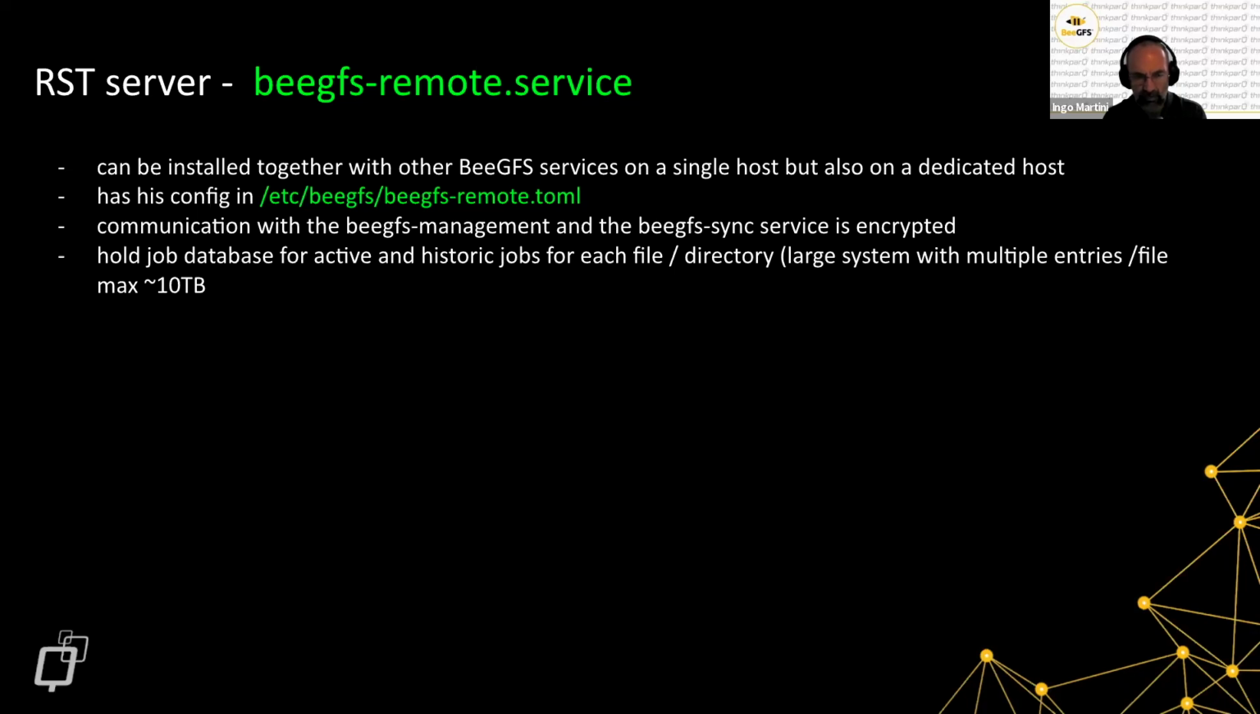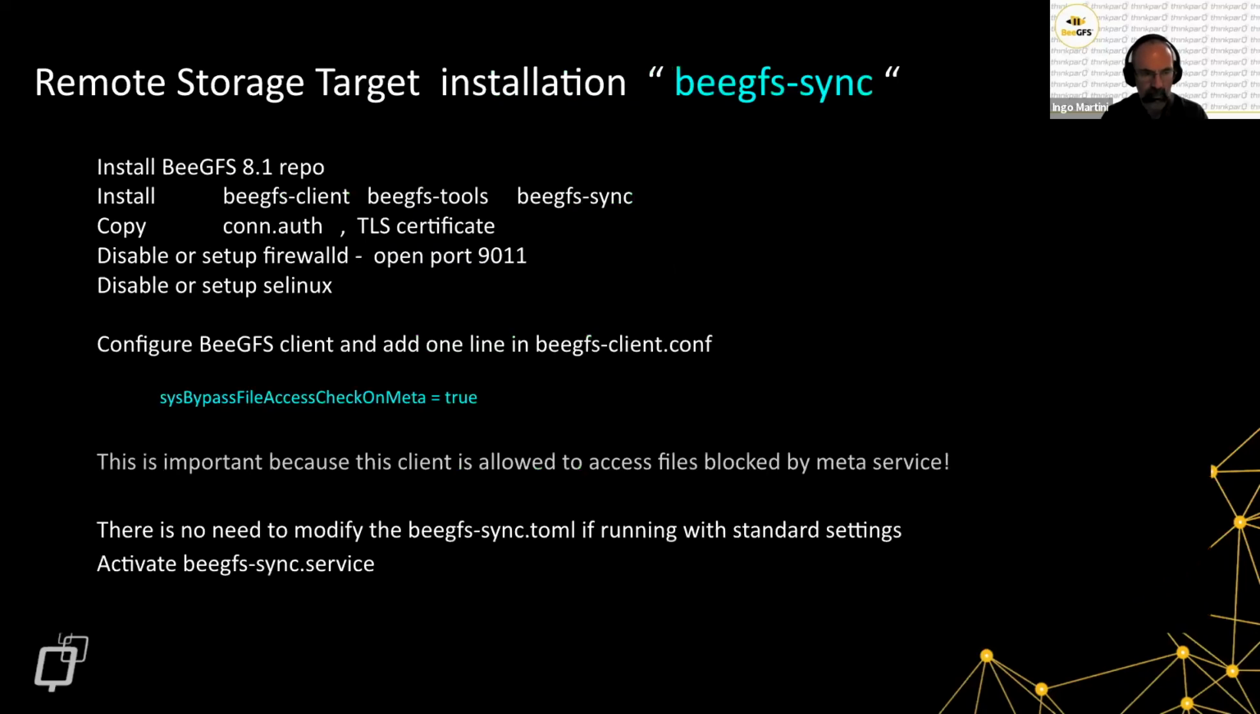The remote service can be installed on a dedicated server. It doesn't have to be on the client itself. It can be on a virtual machine or on a different server. It doesn't need access to the file system itself. Everything the BeeGFS remote service does is communicate with the BeeGFS command line tool and the BeeGFS service to push out the information about what job must be done.